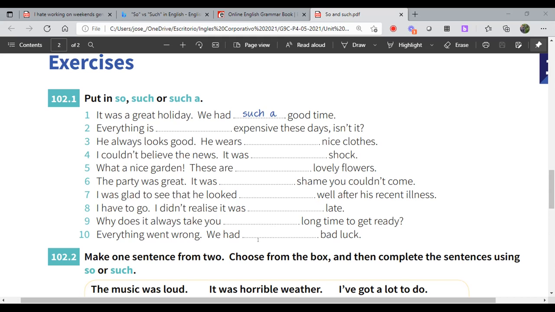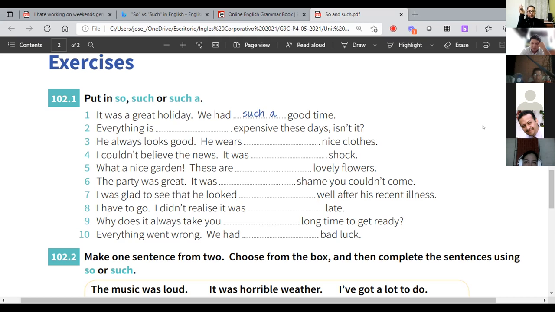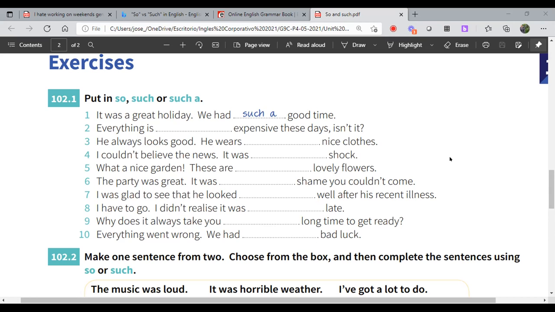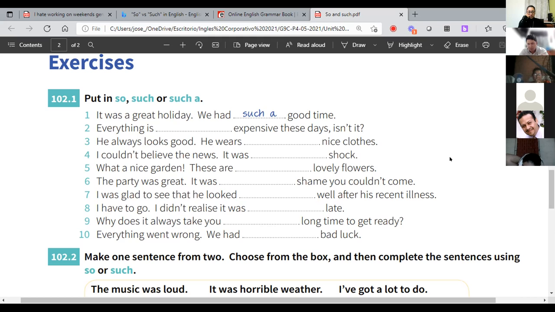Entonces vamos a decir, we had such a... En este caso, ¿cómo mide usted la suerte? No sé, ¿cómo la va a medir? It's uncountable. It's an uncountable, right? And that's a tricky thing, ¿verdad? Y eso es algo capcioso. Right? So you see, so we had such bad luck. Es cuestión de gramática y se supone que sea complejo, ¿verdad?